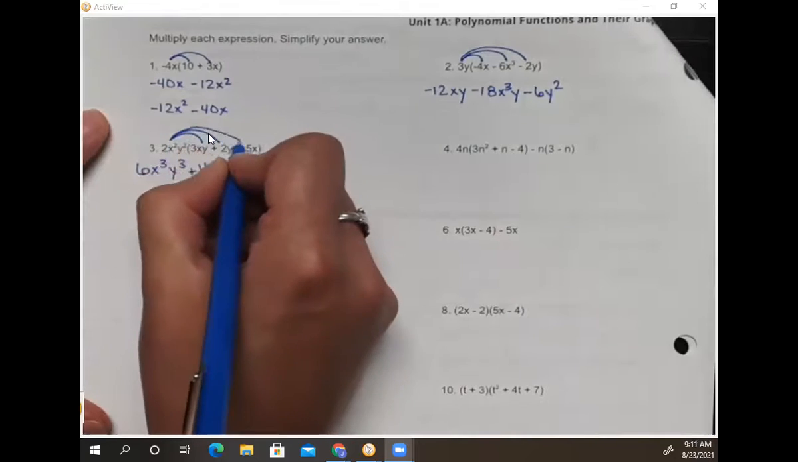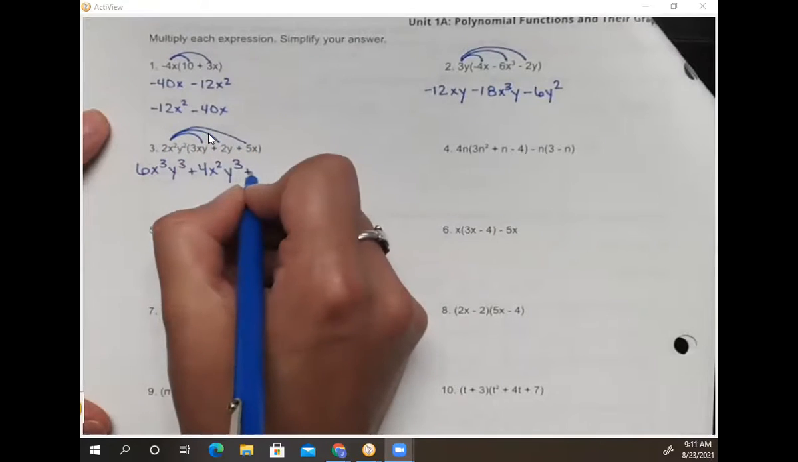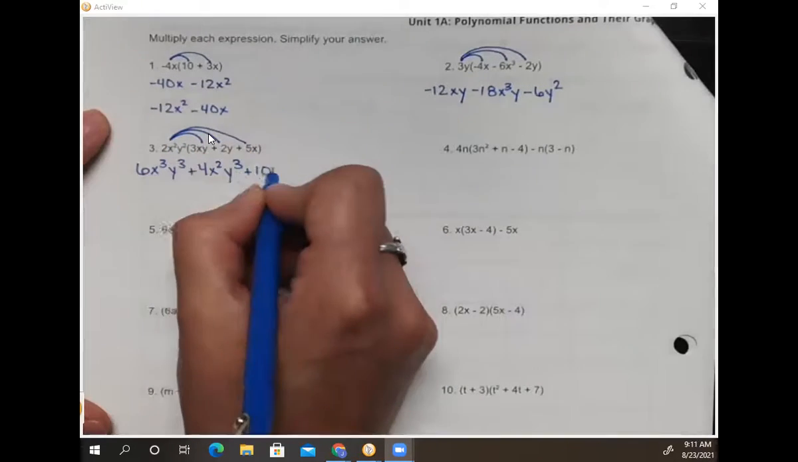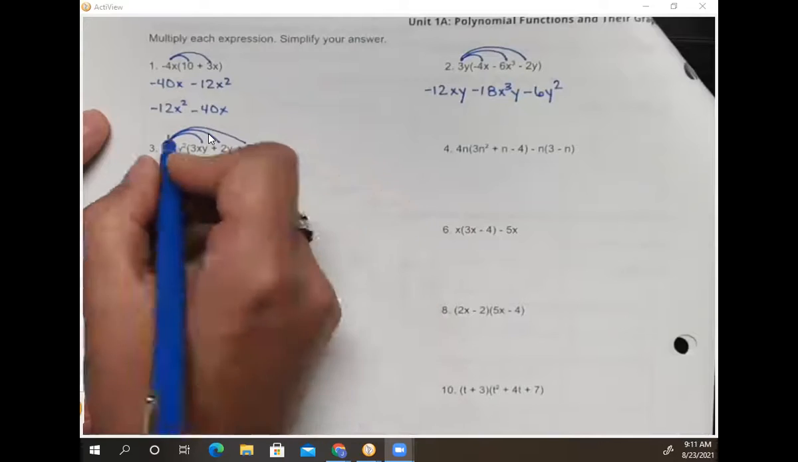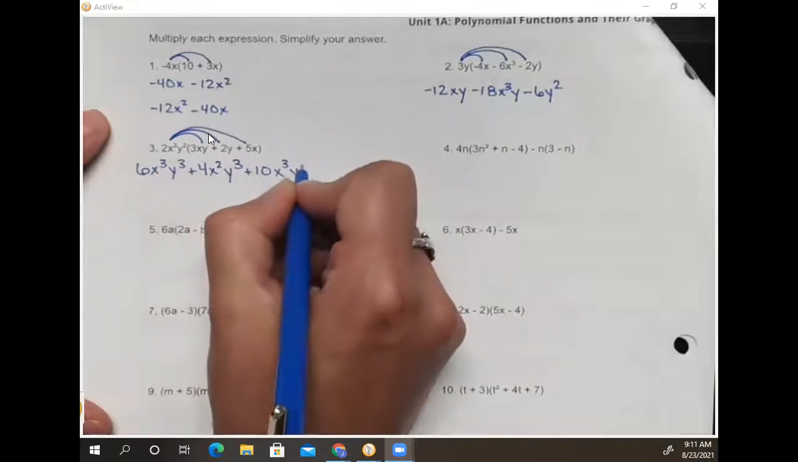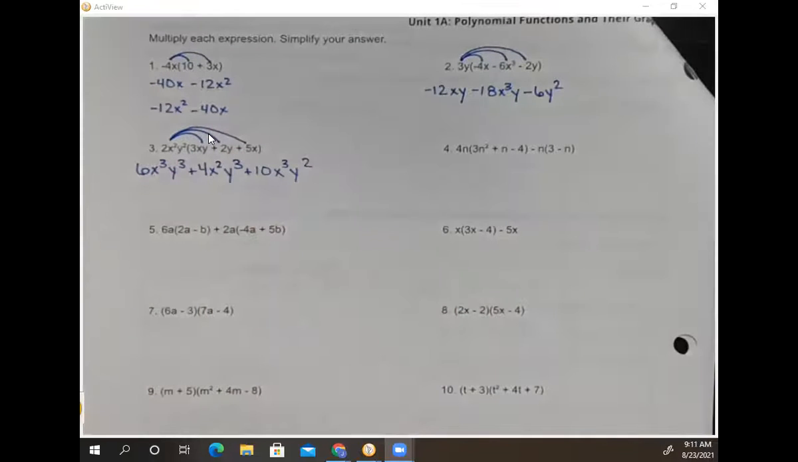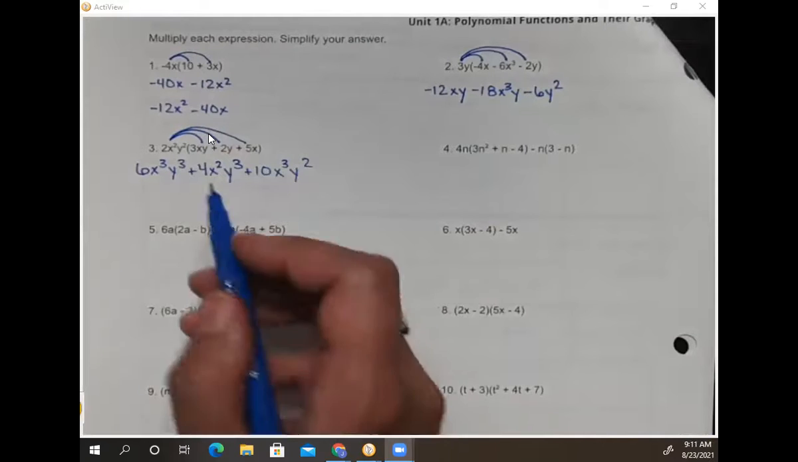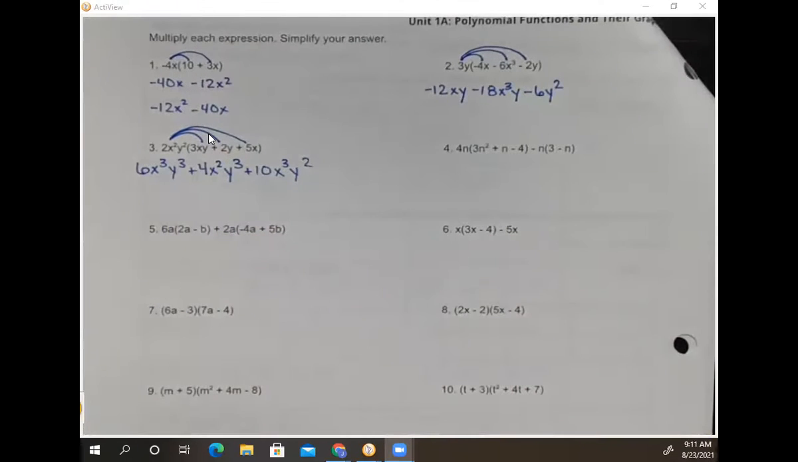And then for my final piece of distribution here, this would be plus 10 x squared and x would give me x cubed. And I only have y squared, so y squared. For each of my terms, my variables have different exponents. So I have no like terms to combine here. And again, when we have multiple variables, we're not going to worry about standard form. Questions for me so far?